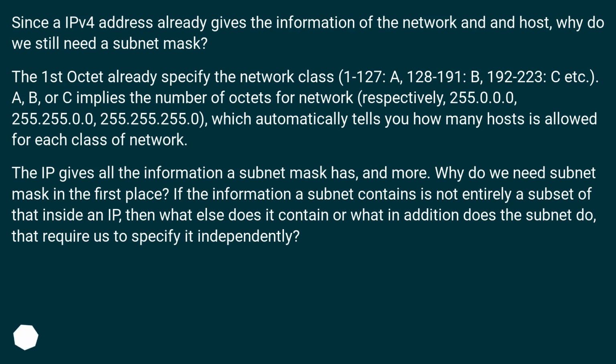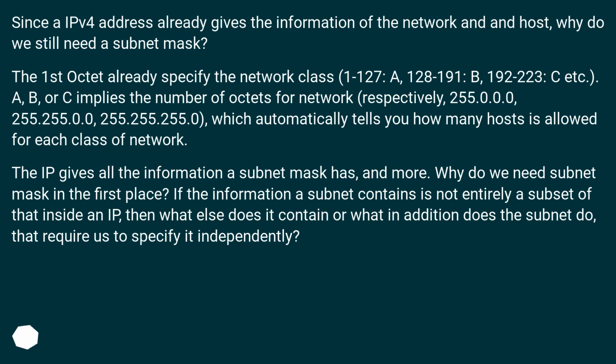A, B, or C implies the number of octets for the network, respectively: 255.0.0.0, 255.255.0.0, 255.255.255.0, which automatically tells you how many hosts are allowed for each class of network. The IP gives all the information a subnet mask has, and more.